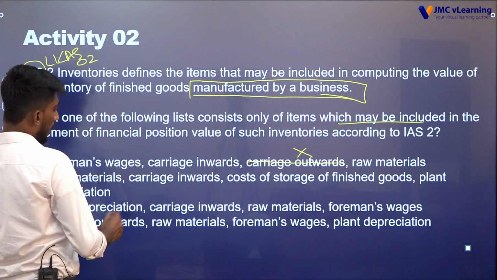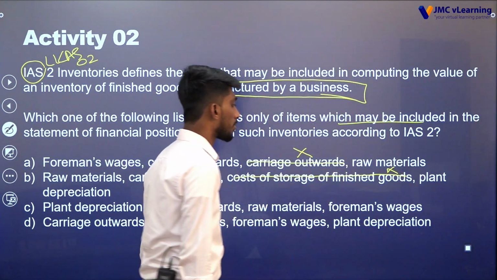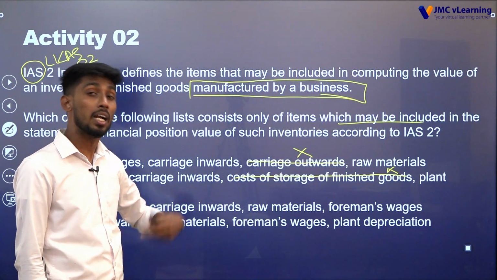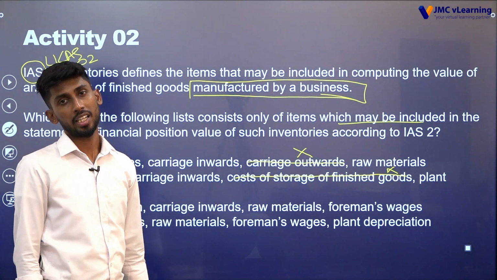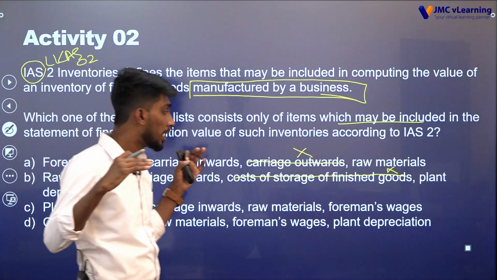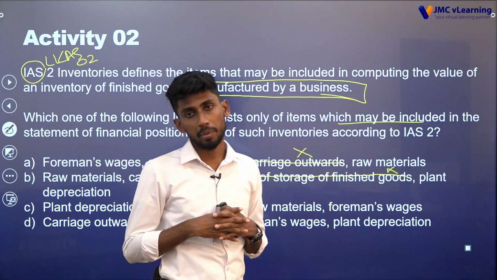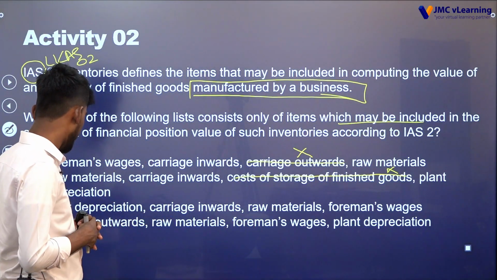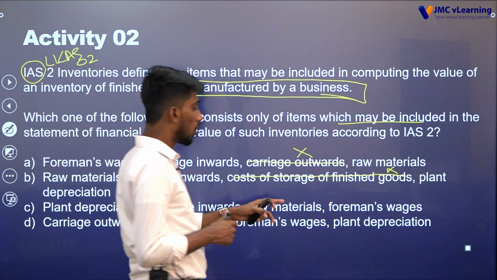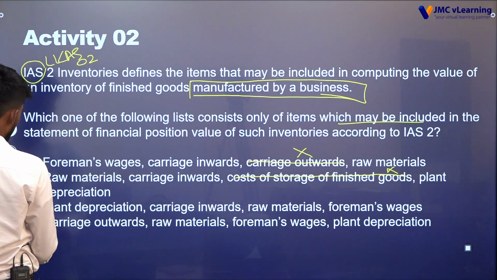Then, raw materials, carriage inwards, cost of storage of finished goods cannot be included. Cost of storage of finished goods, I told you, once we are done with finishing the good only we are storing. Then it is not a directly attributable cost, or it is not a cost that is a must to make sure the good is in present location and condition. Okay. Then plant depreciation, carriage inwards, raw materials and foreman's wages. Yes. This is the answer. Answer is answer number C.